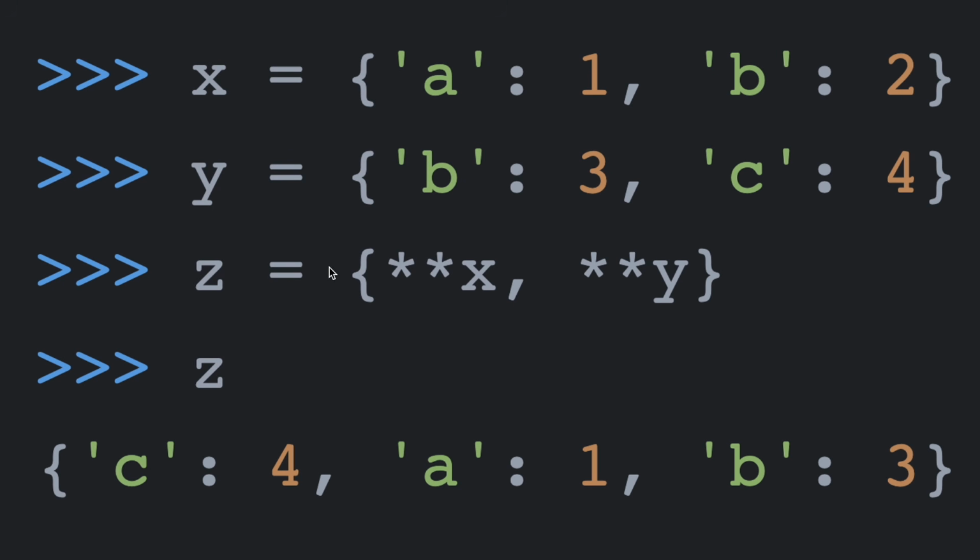This is a way to merge two dictionaries. So we have the two dictionaries, X and Y, and if we see what Z is with the asterisk asterisk X, asterisk asterisk Y, and now we've merged those two dictionaries into one.